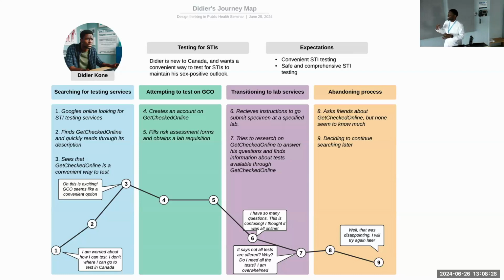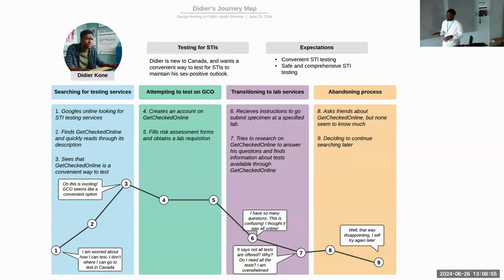And then what's Didier's expectation of trying to access testing services? He wants convenient testing. He also talked a lot about fearing judgment, so he wants something that feels safe. He wants comprehensive testing because, like he talked about, he had concerns around what tests were available. He wants something more comprehensive.